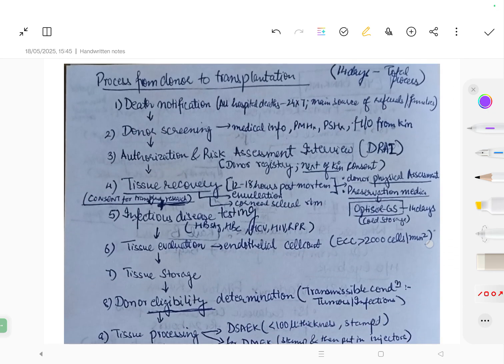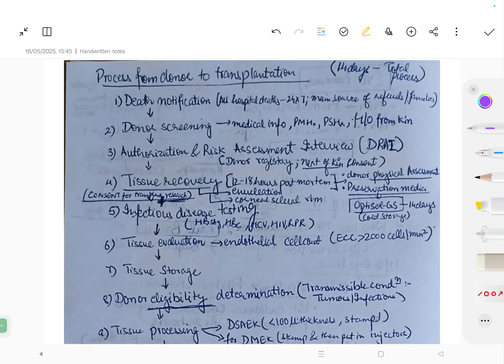Next, we will come to the process from donor to transplantation, and this total process takes almost 14 days. The first step is death notification. All hospital deaths, 24/7, have to be notified, and these are the main source of referrals from the families. Then we do the donor screening. We collect the medical info, past medical history, past surgical history, and family history from the next of kin.